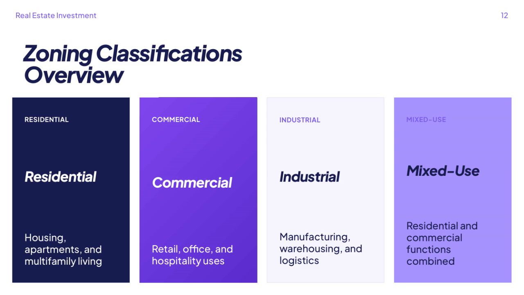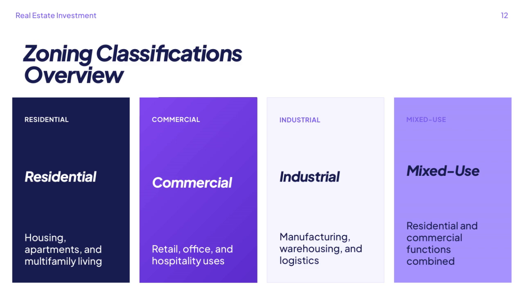Then we have industrial zoning, which is geared towards manufacturing, warehousing, and logistics operations. These areas support industries that contribute production and distribution. Finally, mixed-use zoning combines both residential and commercial functions within the same area. This approach promotes vibrant neighborhoods where people can live, work, and play all in one place.